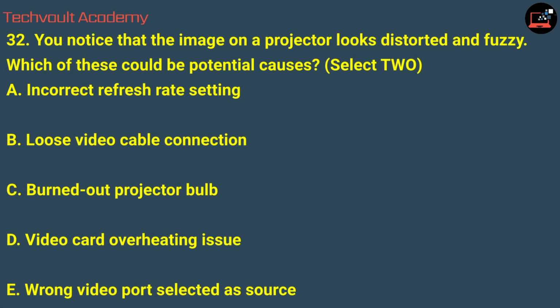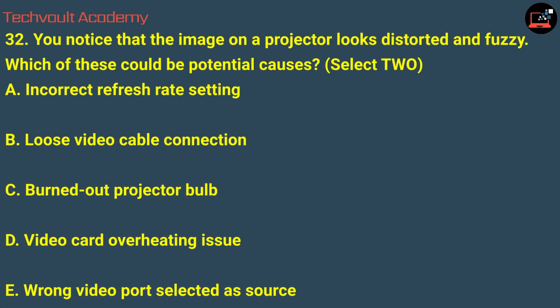(32) You notice that the image on a projector looks distorted and fuzzy. Which of these could be potential causes? Select 2. A. Incorrect refresh rate setting. B. Loose video cable connection. C. Burned out projector bulb. D. Video card overheating issue. E. Wrong video port selected as source.